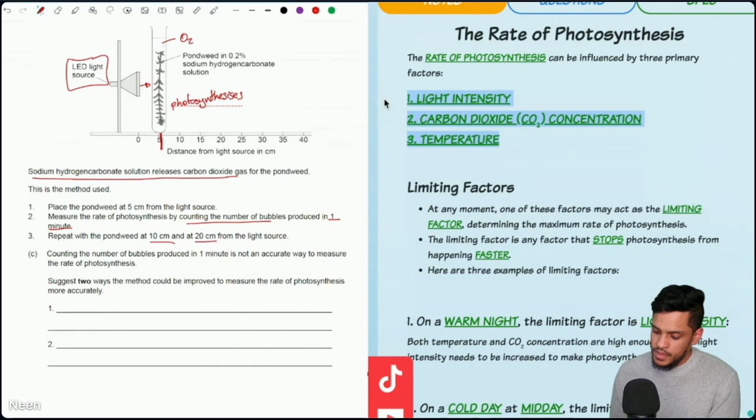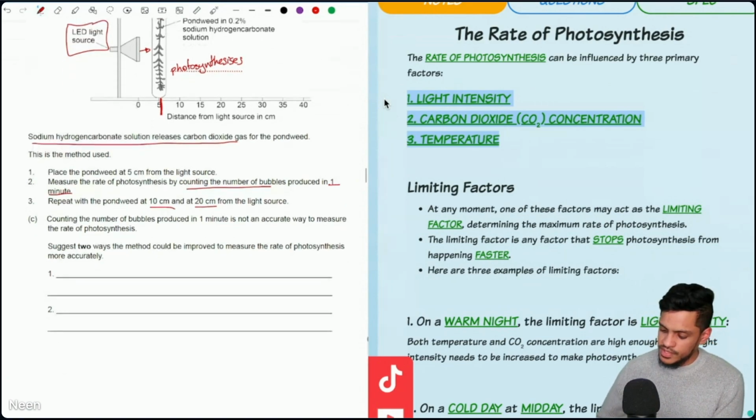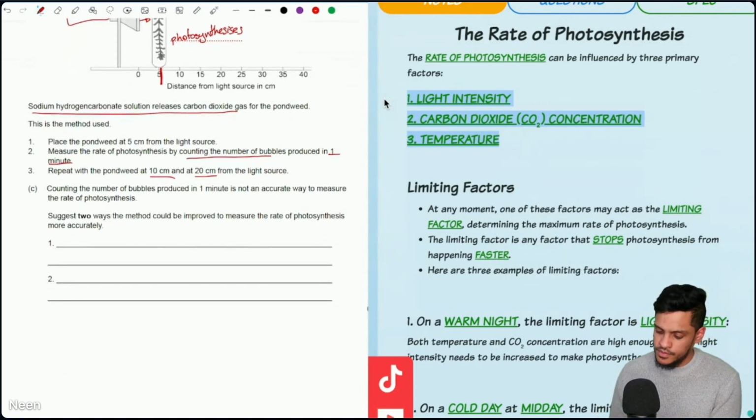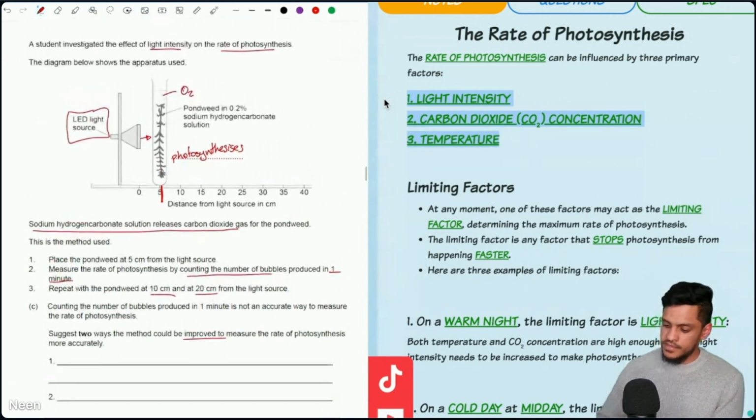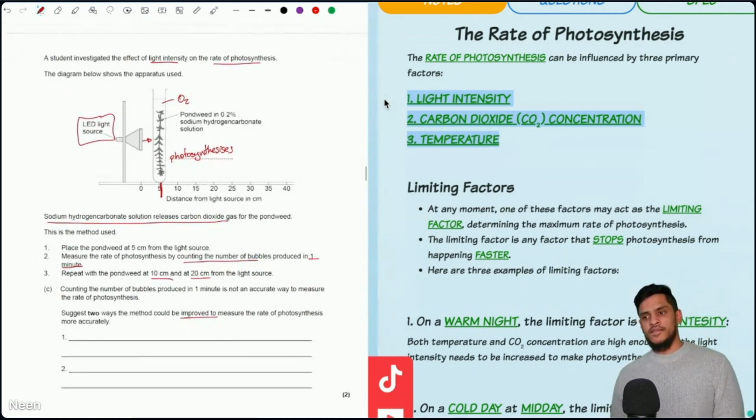Counting the number of bubbles produced in 1 minute is not an accurate way to measure the rate of photosynthesis. So just 2 ways that the method could be improved. Any ideas? How could we improve this method rather than counting bubbles? Because that's not going to be very effective. The bubbles are going to come out very small. It's going to be hard to spot them, and they're going to move around quite a lot. Any ideas?